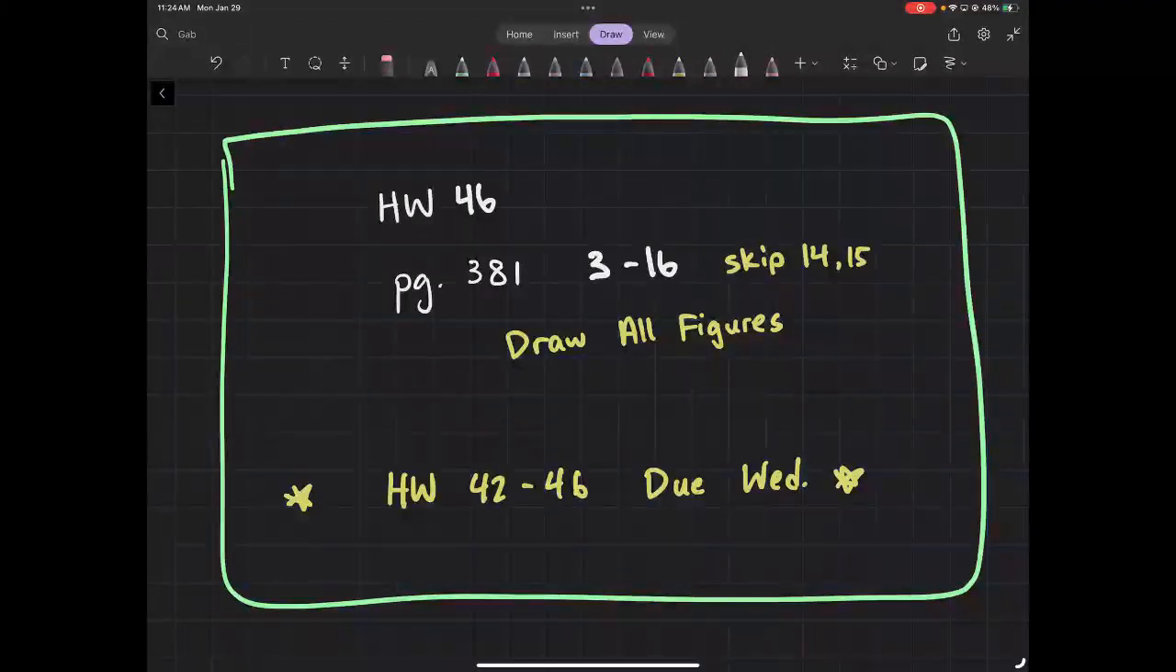Make sure, this might look like a lot, but 3 through 8 is just naming the theorem that you're using. So you guys can use your theorem sheet for that. Everything else is just like the examples we've done. Make sure you skip 14, 15. That's definitely a lot.